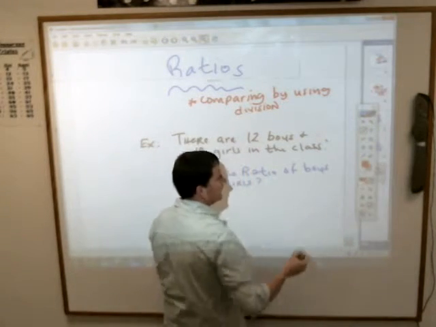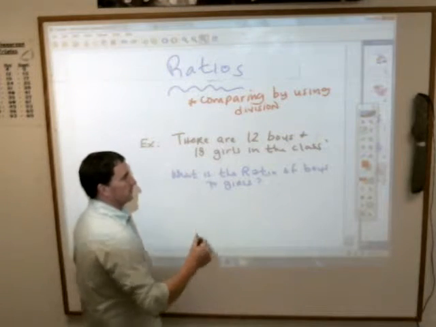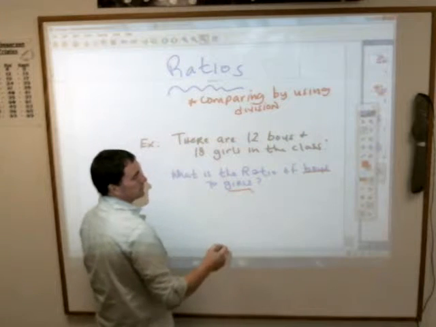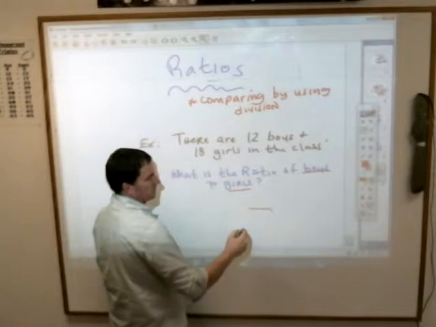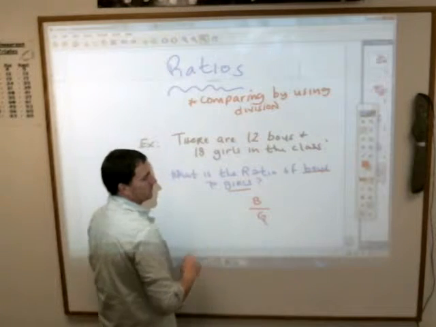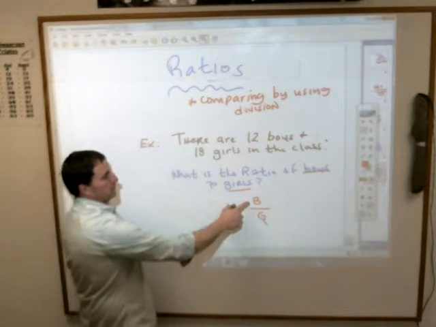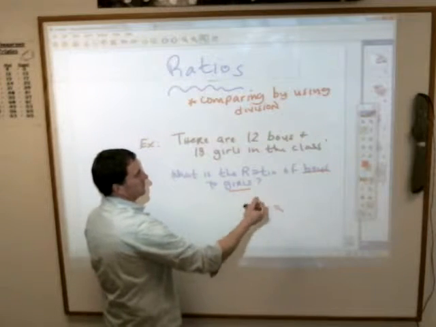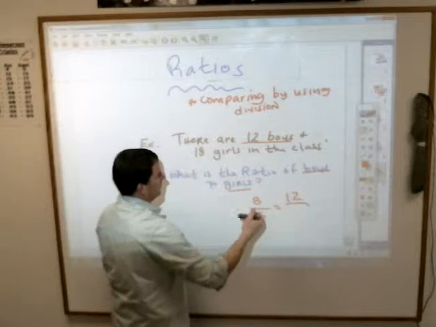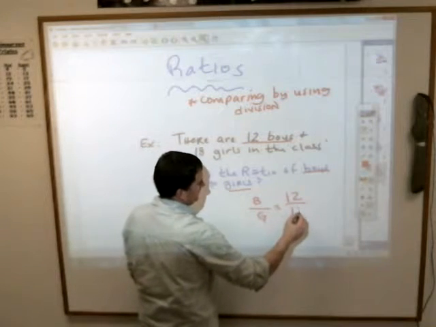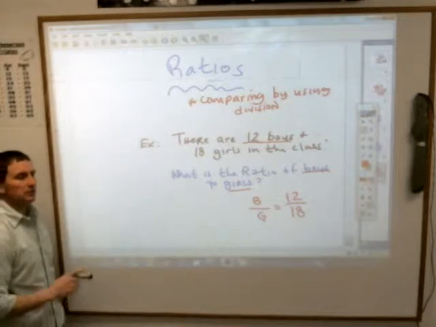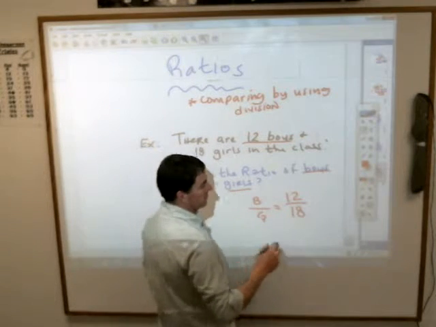You have to be very careful because the order counts a lot here. If you're looking for boys to girls, that means when you do your fractions, the boys, the first one listed, has to go on top, and the second one has to go on the bottom. Boys to girls. So then you substitute in here. We know that there were 12 boys and there were 18 girls. So the ratio is 12 to 18, but we do need to reduce.